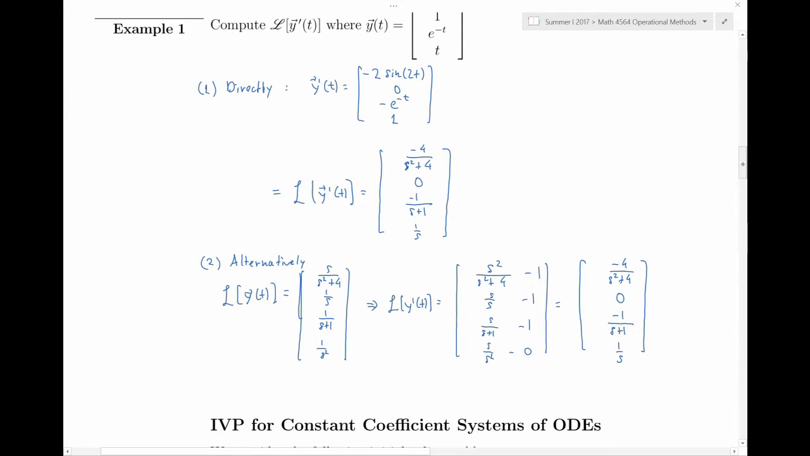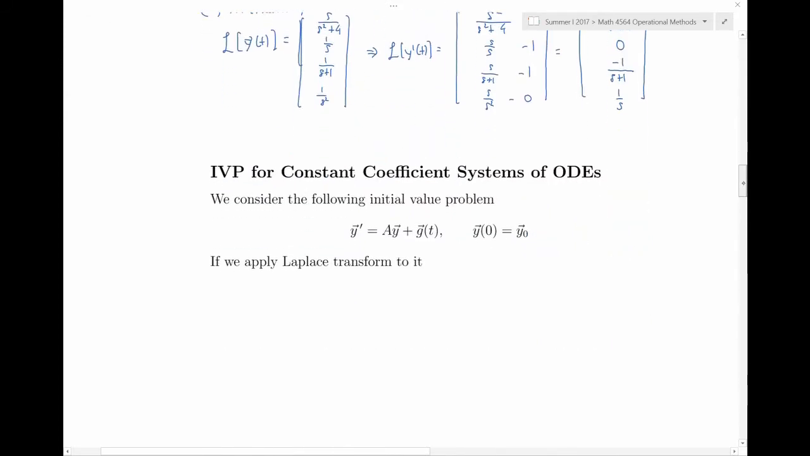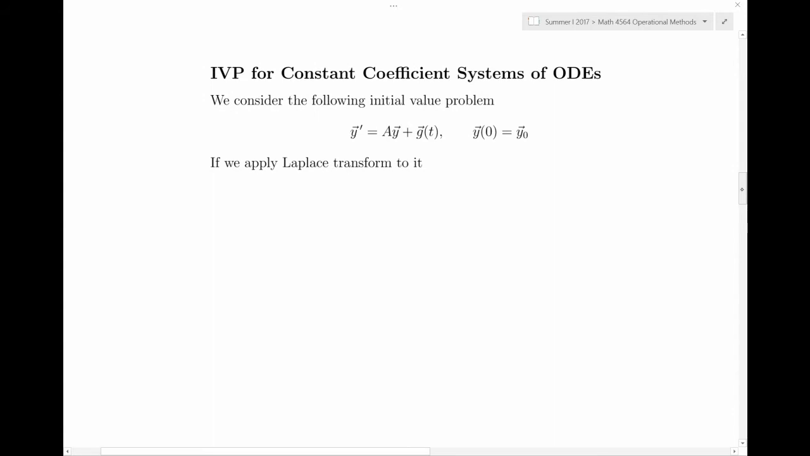At this point, having these formulas, we can apply this to initial value problems with systems of ordinary differential equations. If we apply the Laplace transform to this, then we get that the Laplace transform of y prime should be the same as the Laplace transform of a times y plus g of t.